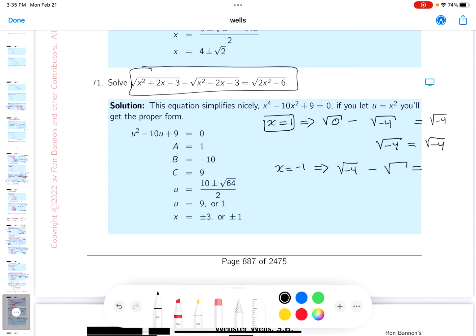The other one's going to be what? Let's see. Minus 1 is 1, plus 2, 0. And what do you get on the other side? You still get minus 4. So this one works, by the way, if you're buying into the complex. Okay, let's keep going. Let's try 3.